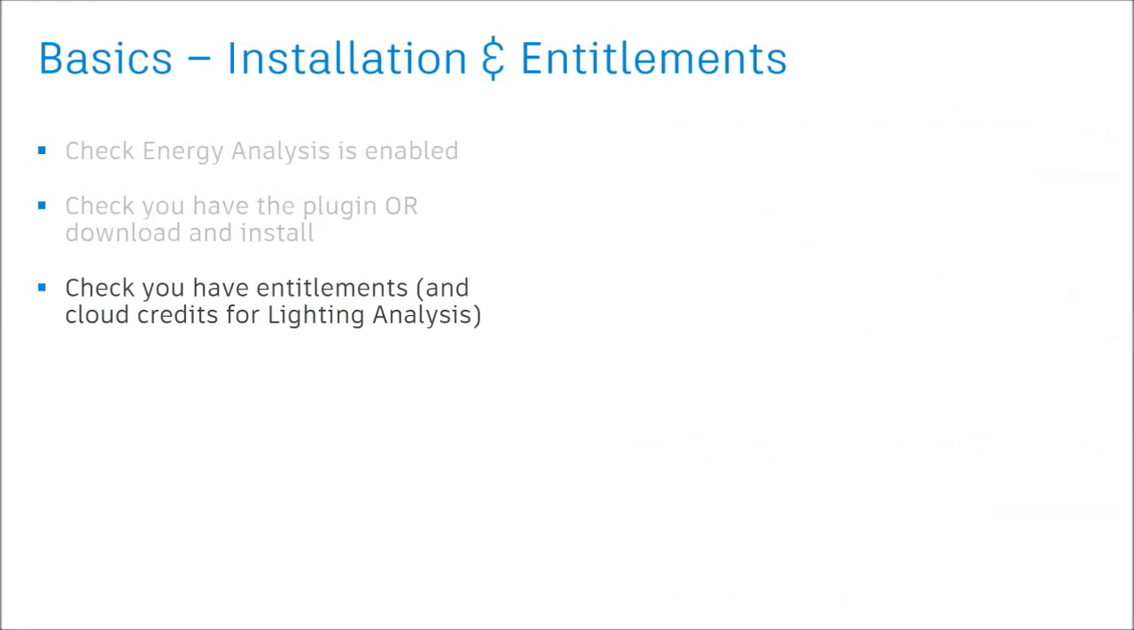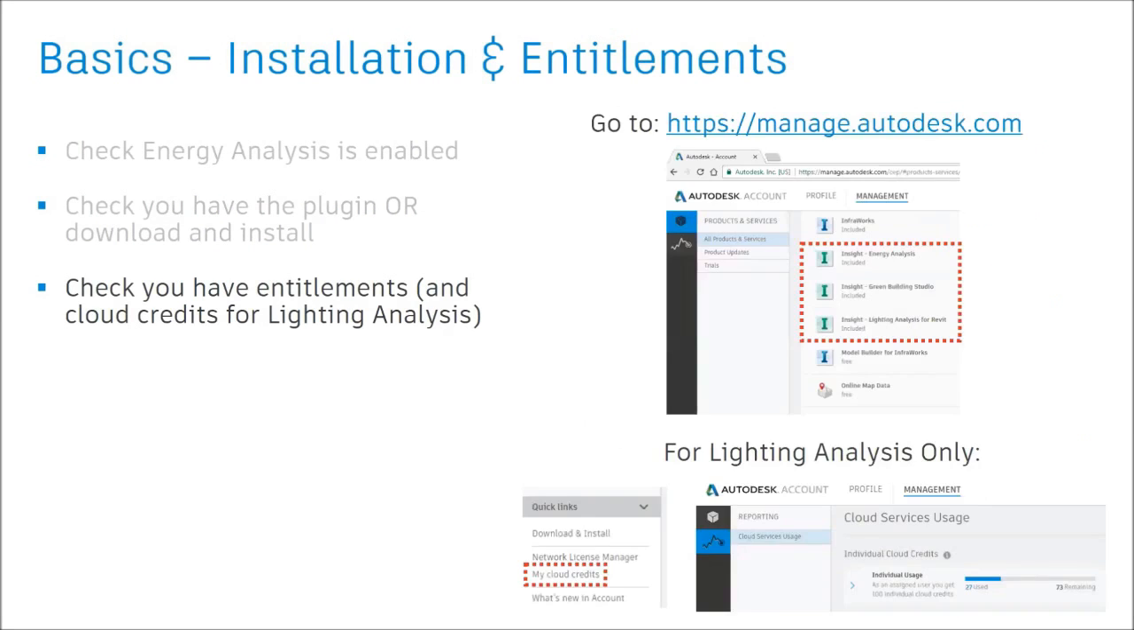And then finally, just check you have the entitlements for this. So if you go into manage.autodesk.com, you should look down and you'll see these three: Insight Energy, you'll also see Green Lake Studio, and Lighting Analysis. That's just the way they're captured here. You'll get all three. If you don't have them, you won't be able to run it, and you just need to speak to your system administrator.